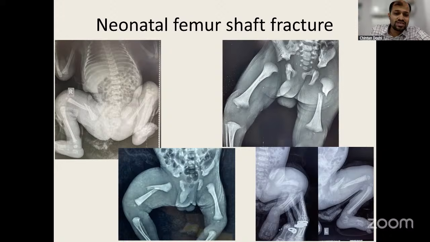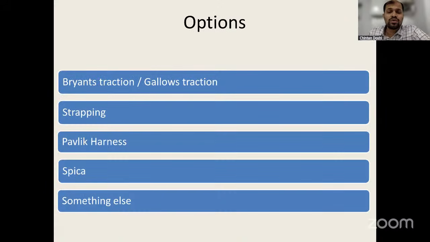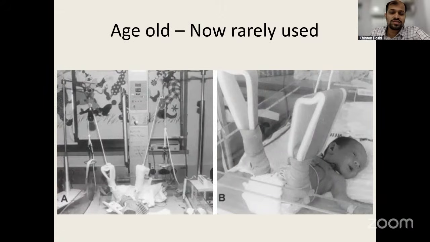So when we see these x-rays, what are the modalities of treatment that we have at our disposal? These are the age-old methods: using Bryant traction or gallows traction, keeping the child admitted for a few weeks in the hospital, with continuous traction applied till the time soft callus is formed. Then strapping, Pavlik harness, immediate or early spica application is seen in some literature. Or what else could you do? We'll see all of these one by one.